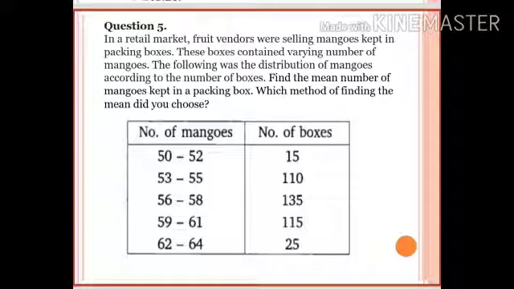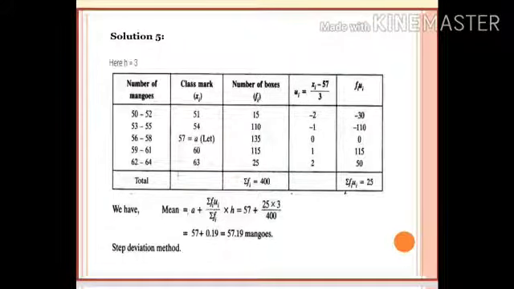Number of mangoes: 50 to 52, 53 to 55, 56 to 58, 59 to 61, 62 to 64. Number of boxes: 15, 110, 135, 115, 25. Here h equals 3. The mid values: first, 50 plus 52 upon 2, 51. Now 3 is the width of the class, so 51 plus 3 is 54, 54 plus 3 is 57, 57 plus 3 is 60, 60 plus 3 is 63.